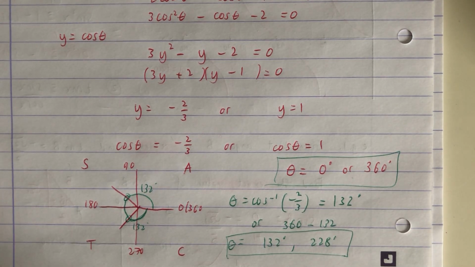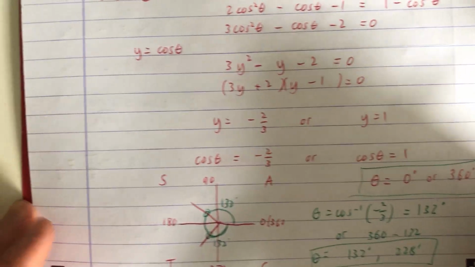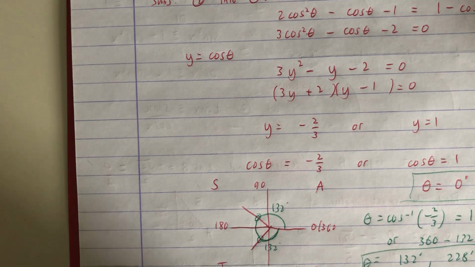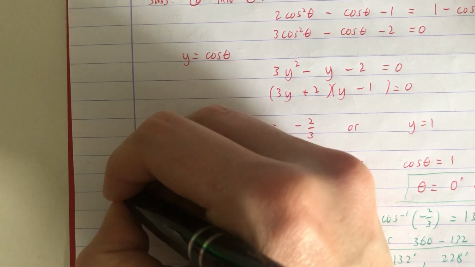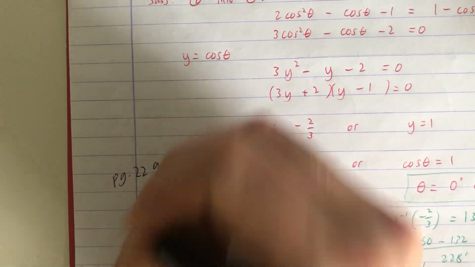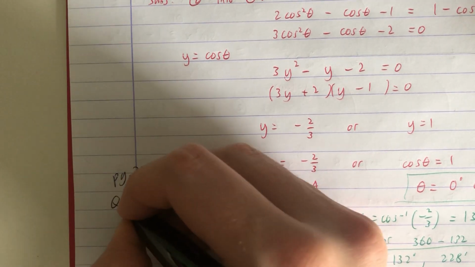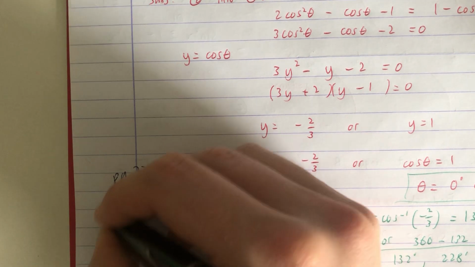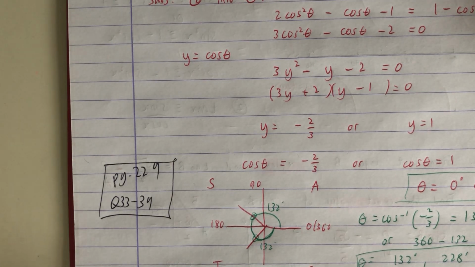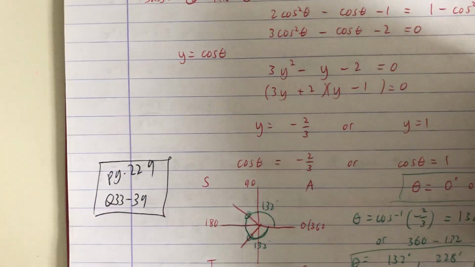Now the questions I'd like you to try are actually from the textbook in the review exercise. So the review exercise is on page 229. And I'd like you to try questions 33 to 39. You can just do any of those that look difficult. And if you have any problems, then please rejoin the meeting.